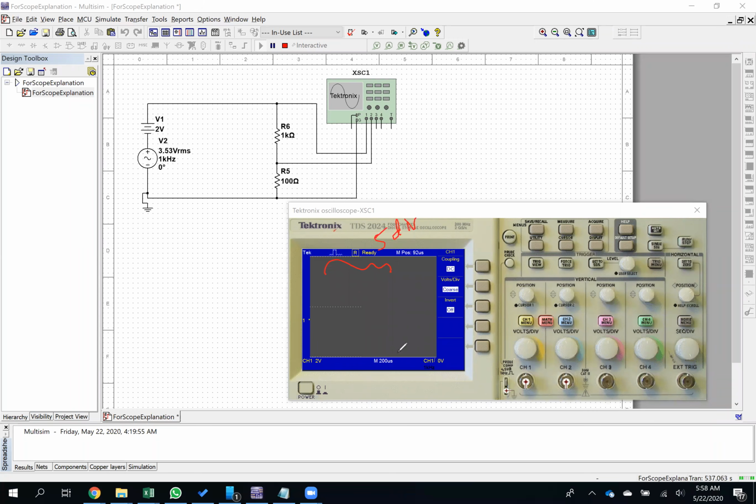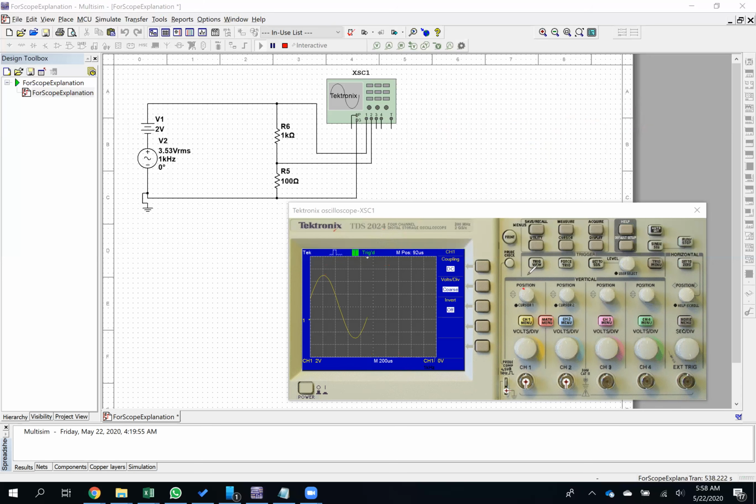And 5 divisions at 200 microseconds per division is 1 millisecond. Okay, so we can see that our period is 1 millisecond for this waveform. That's a frequency of 1 kilohertz, exactly what we should expect, right? And I can move the waveform up again.